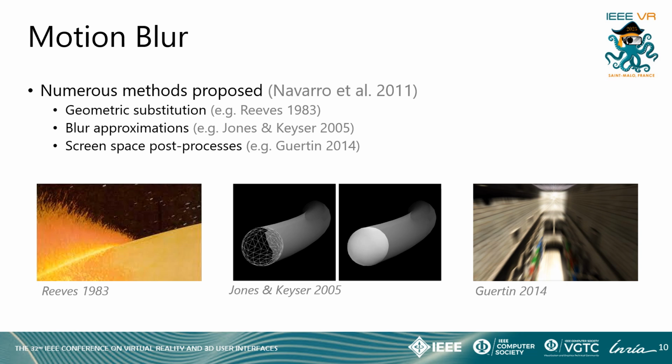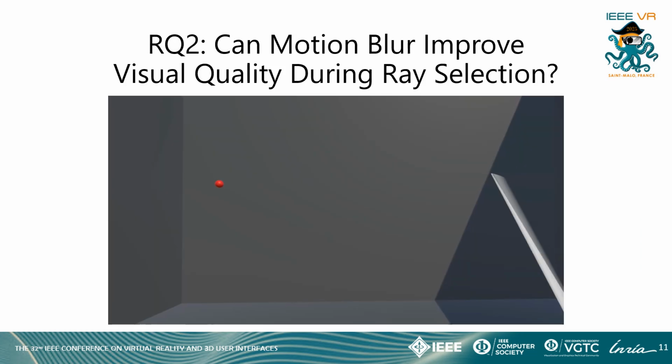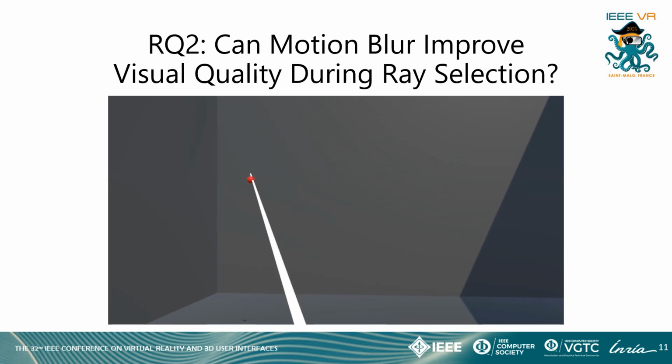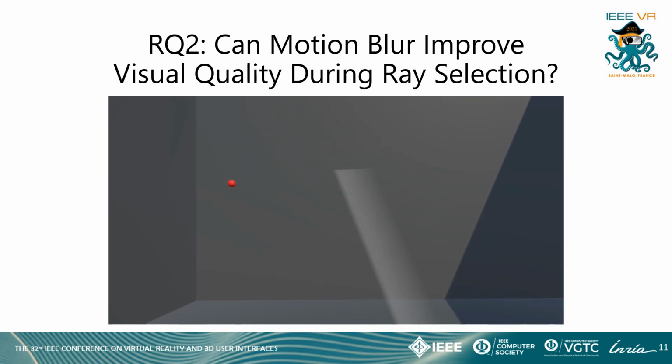Alternatively, motion blur can be applied in a screen space post-processing pass. So, given that we expect motion artifacts to occur when using a selection ray, and that motion blur is typically used to mitigate motion artifacts, our second research question is: can motion blur, applied to a pointing ray as shown here, improve visual quality during ray selection?